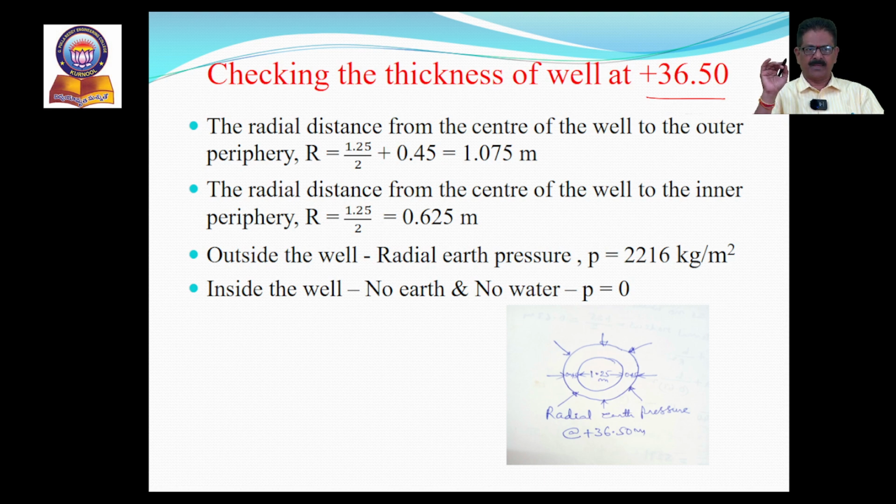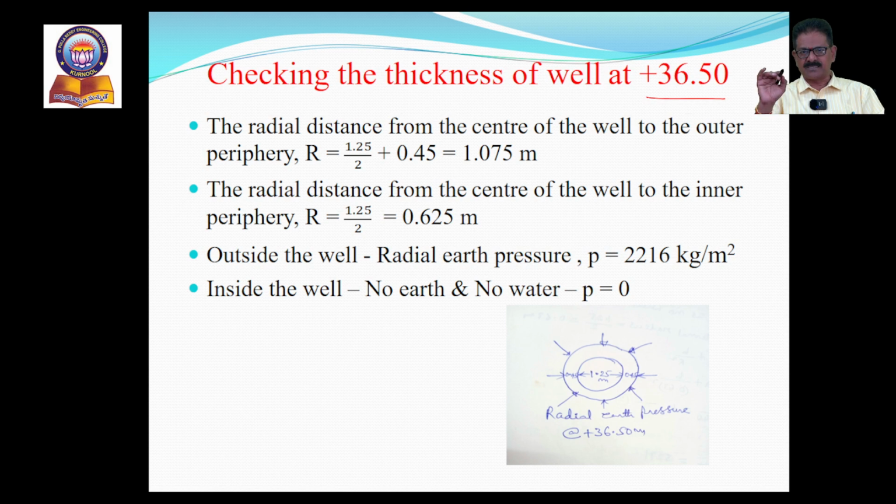stress. Similarly, the radial distance from the center of the well to the inner surface or inner periphery is given by R equal to the same 1.25 by 2. As inside the well, only the inner diameter divided by 2 is the radial distance from the center to the inner periphery. I hope it is clear.